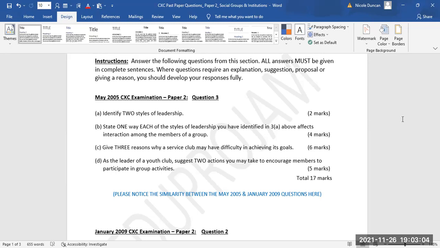All right, so stating those answers, we could have gotten our 4 marks. Okay, if we were to mention the laissez-faire aspect, we know that where laissez-faire is concerned, the group members are really left on their own to achieve the goals and to carry out whatever duties they have to carry out. So the leader really has little control over the group members. And that is one of the things where laissez-faire is concerned.